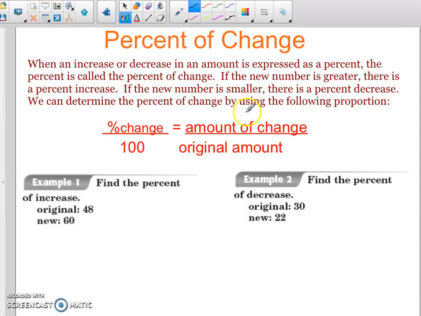Alright, so today we are talking about percent of change. If you've not read this paragraph at the top of the slide, please pause the video and do so now. Come back when you are done reading.